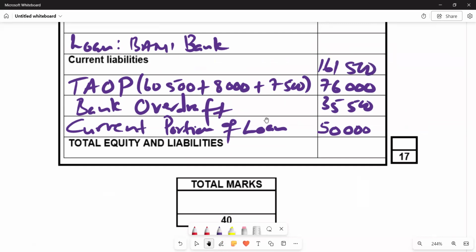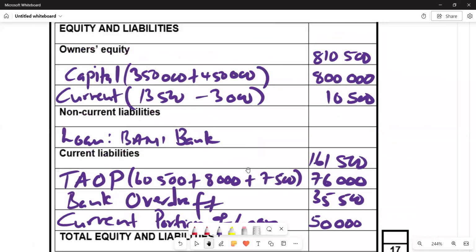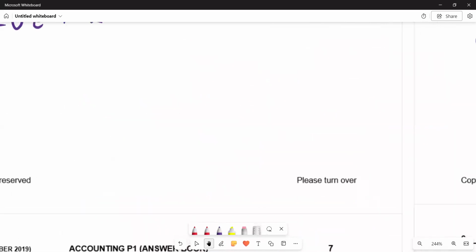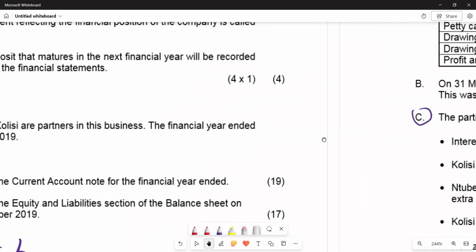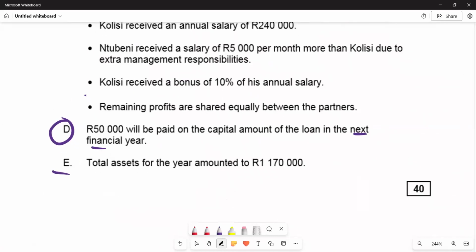Now for total equity and liabilities, we need to see if we can get the figure, because we cannot find it at this point since we don't have the figure for non-current liabilities, as the loan figure is not there. So we can go to the additional information to see if there's a hint that can give us the total or the balancing figure. We are told at the last point that total assets for the year is 1,170,000.